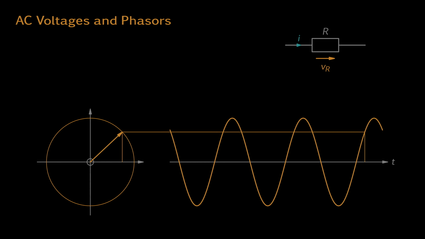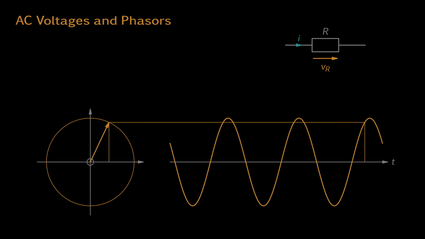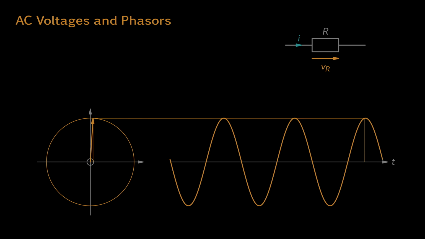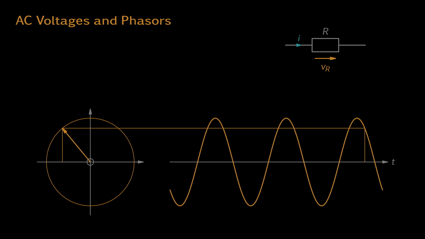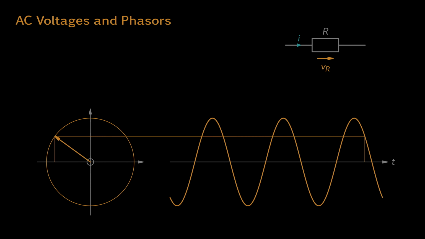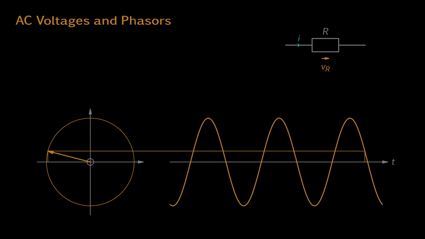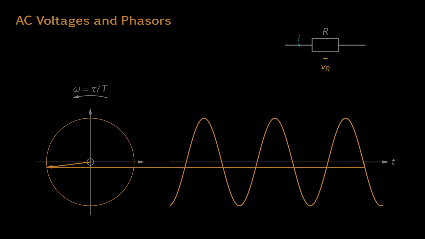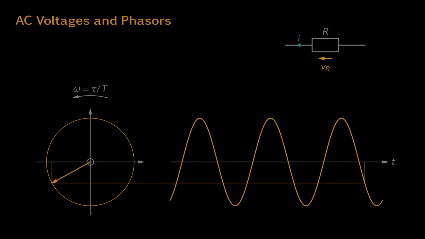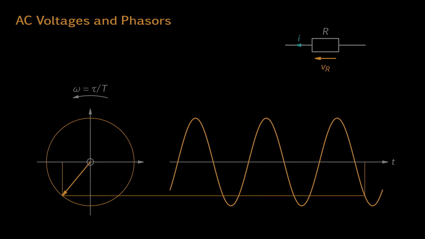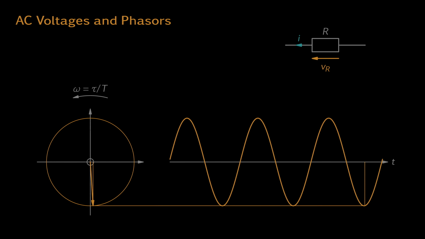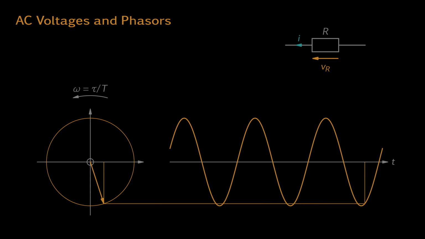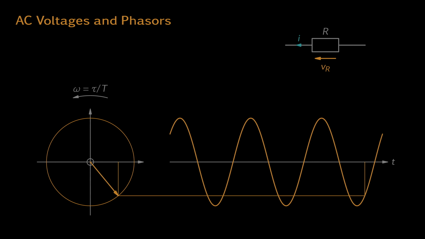If we assume that the rotation started an infinitely long time ago and continues forever, this rotating arrow completely generates our sinusoid. Within one period, the arrow must make one complete revolution. It must therefore rotate with an angular speed or angular frequency, omega, equal to the full angle tau divided by the period T. Rotating arrows are fun, but we don't really have to rotate them, just imagining it is enough.